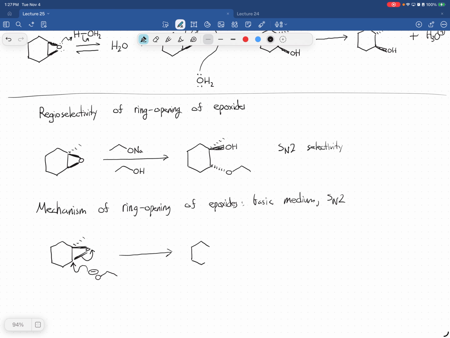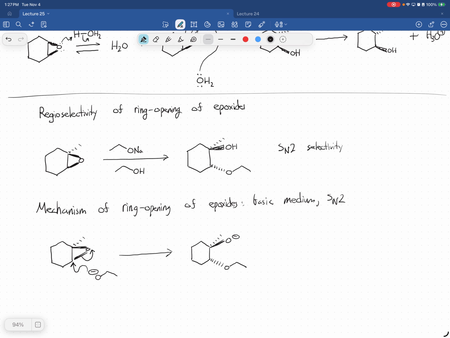So when you're drawing a cyclohexane, it's a lot easier if you just switch the dash bond or wedge bond for the incoming nucleophile. So here, I approached from the bottom face, so this is going to be a dash bond to my ethanol here.